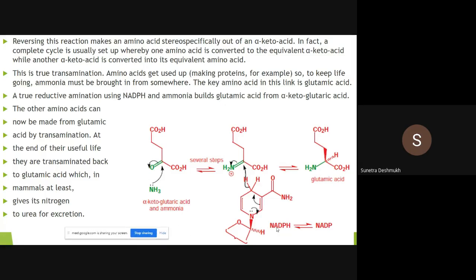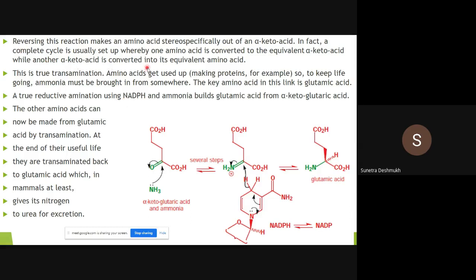This one occurs with the help of NADPH. So already we have seen the introduction for NADPH, which is a reducing agent, and that one is an isomer of NADP. So all that mechanism, how these things are interrelated, we have seen already. Okay, so here we are going to use this reaction, the true reductive amination using NADPH and ammonia. Okay, so these types of reductive amination happen in living systems.